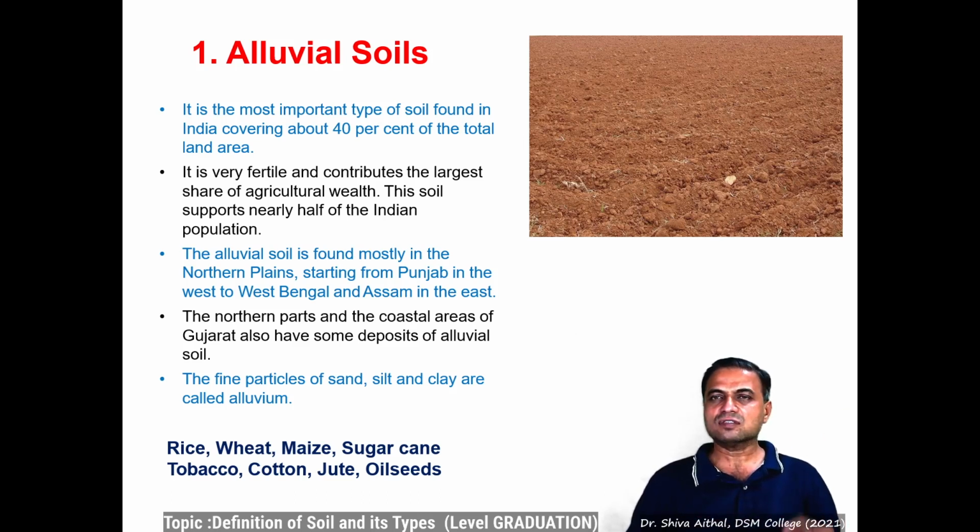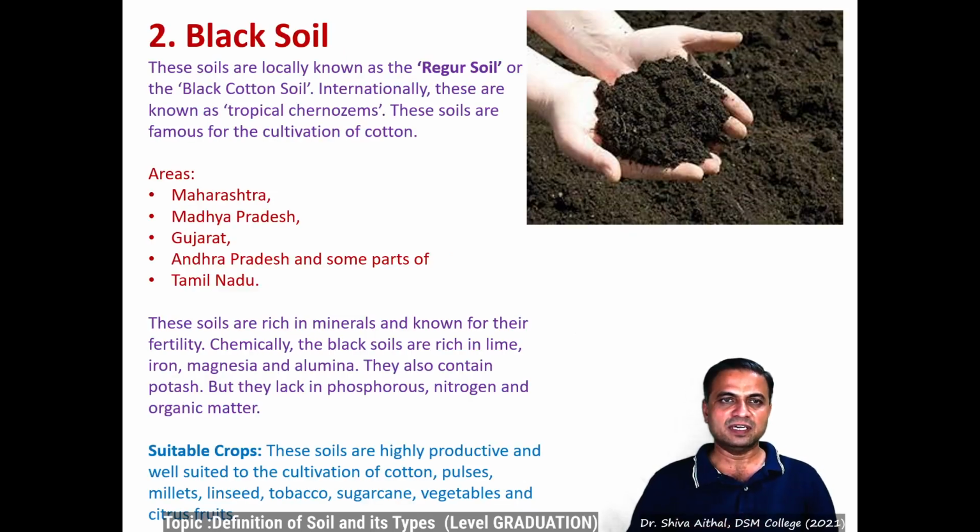The fine particles of sand, silt and clay are called alluvial soils. The most important crops which are grown are rice, wheat, maize, sugarcane, tobacco, cotton, jute and oil seeds. So this is the major type of soil in India.